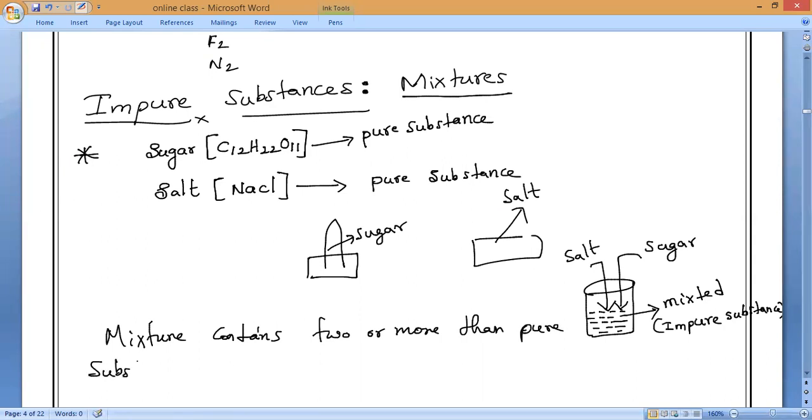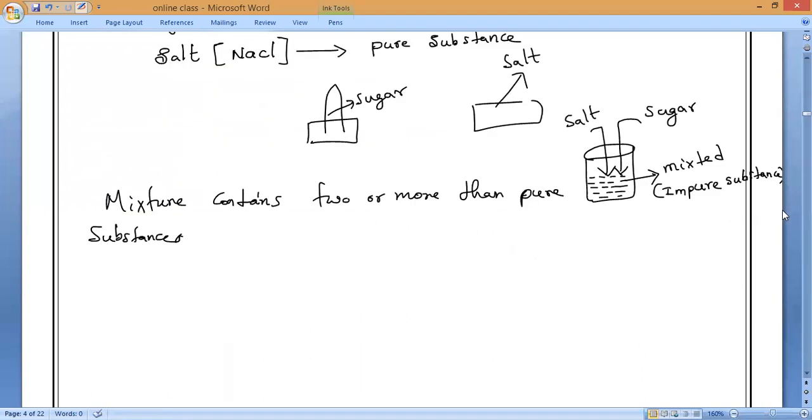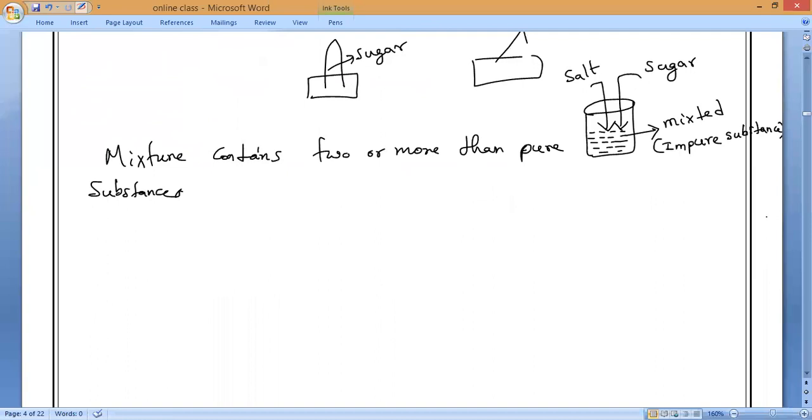Are they reacting chemically or physically only? Anybody? Akilan, Hari, Reddy, chemically or physically? Physically only, sir. No chemical reaction will take place. Please remember, only which reaction? Only physical reaction will take place. Okay, everybody? So a mixture contains 2 or more pure substances mixed together. Mixed together is called impure substances, or we can say mixtures.